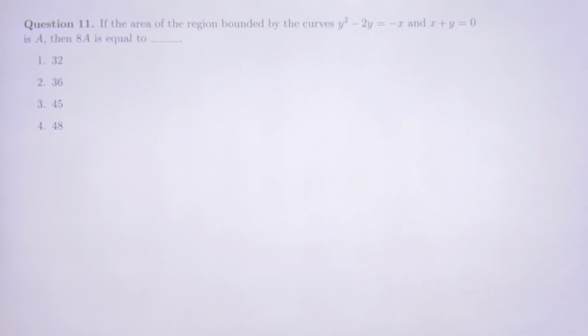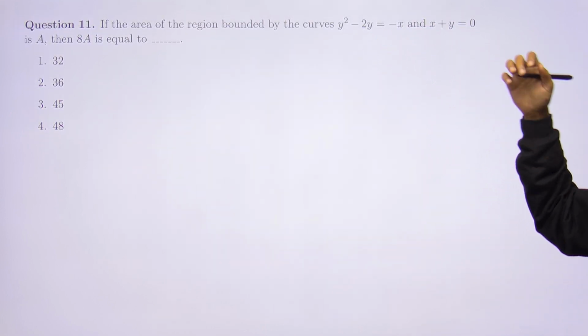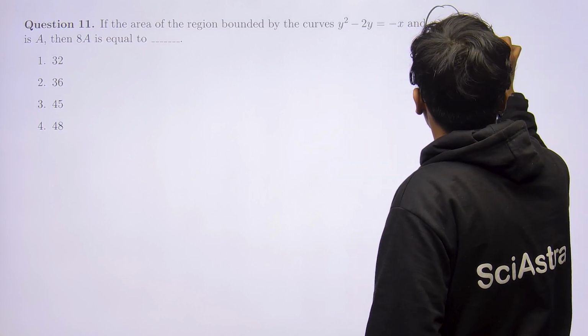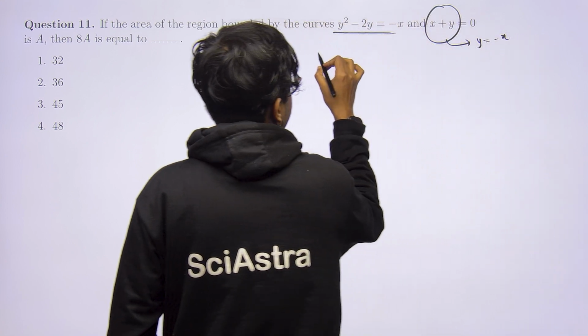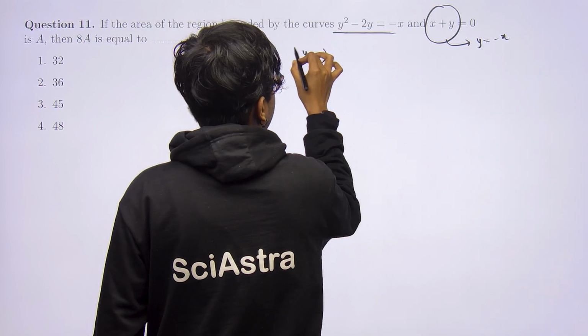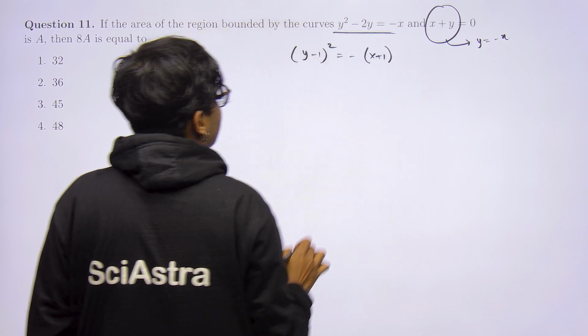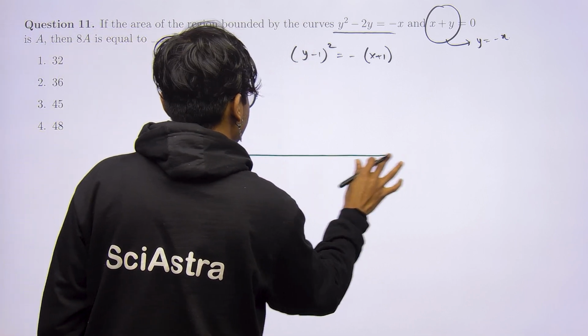Coming to question 11. If the area bounded by the region between these two curves, y square minus 2y equal to minus x and x plus y equal to 0 is a, then find the value of 8a. So the second curve is your standard curve y equal to minus x. The first curve, if I just add 1 on both sides, you'll see that it turns out to be y minus 1 squared is equal to minus of x plus 1. So it's basically a parabola which passes through 0, 0 and 1, 1, right?